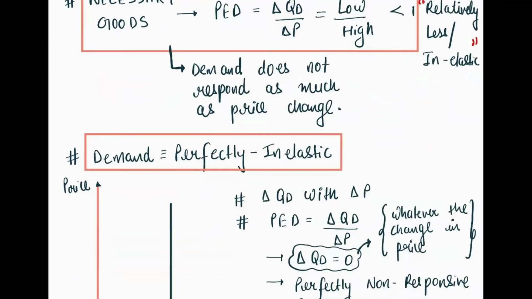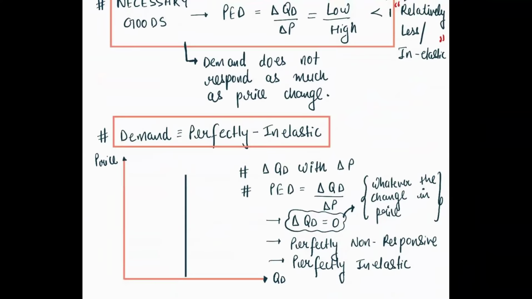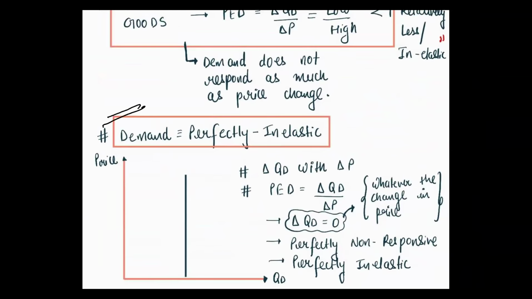Now we will understand the point of demand. It can be perfectly inelastic. What does it mean, perfectly inelastic? Perfectly inelastic means that delta QD with delta P, whatever the change in price, there will be no change in quantity demanded. Perfectly means quantity demanded is constant. This value is constant. Perfectly inelastic means that you can take the price from 0 to even 1 crore, but there is no change in quantity demanded.